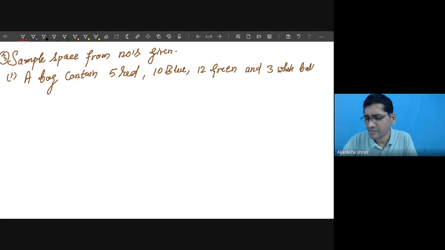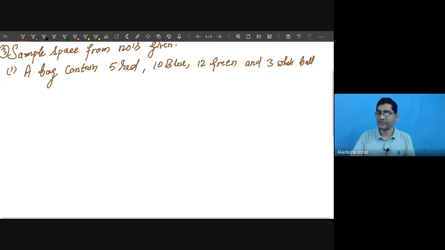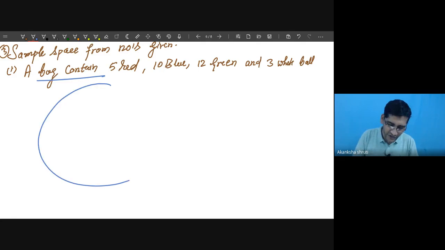White ball. It is this one. So in this case, no need to draw the 10 red ball or 10 blue ball, 5 red or 12 green ball. The direct information is given to us. It is like this one. A big bag is there. You may draw like this. The bag as a circle I have drawn. This is the bag.